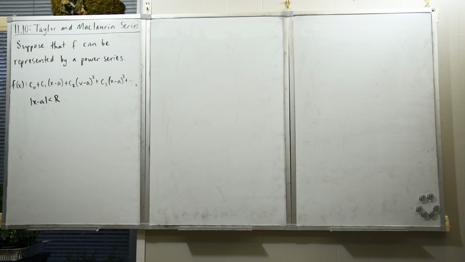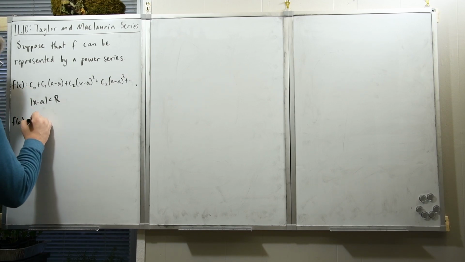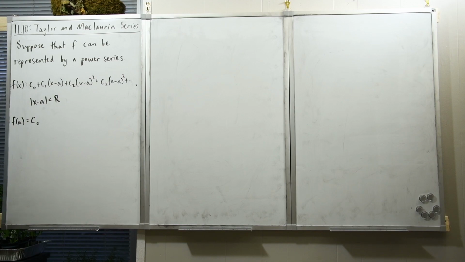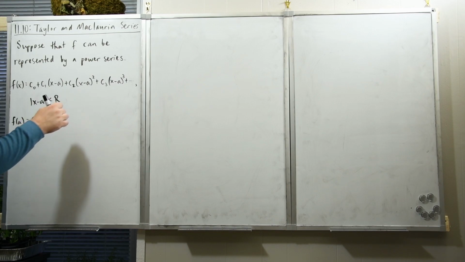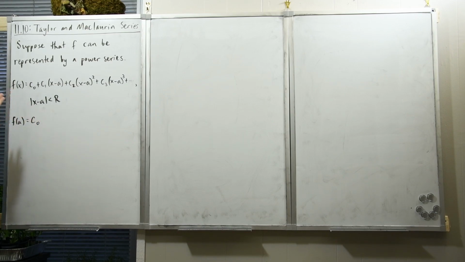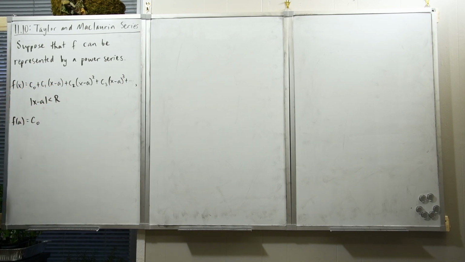But if you think about what happens if you evaluate f at a, you're going to get c0 plus c1 times a minus a, but that's going to be 0, plus c2 times the square of a minus a, which is also going to be 0, plus c3 times the cube of a minus a, which is also equal to 0. And in fact, what we notice is that this pattern is going to just continue on forever, where you're going to have a minus a raised to higher and higher powers, and you're getting 0 every time. So when we plug in a for x, all that we get is c sub 0.